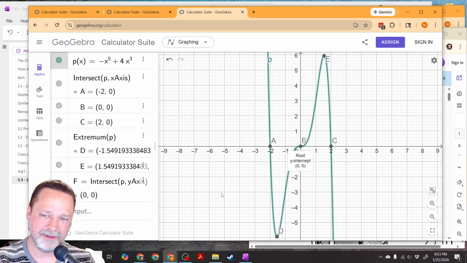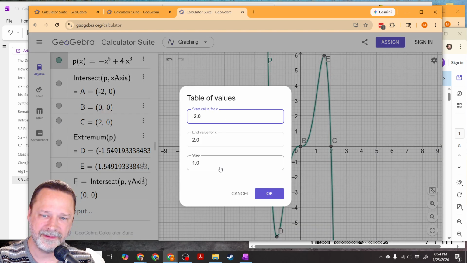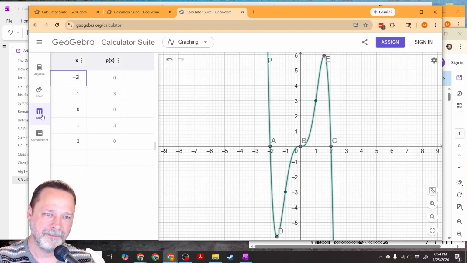That's something we haven't learned yet, but that's getting us the highest and lowest points in different little areas, right? In this little area here, that's the lowest point. In this little area here, that's the highest point. And so it gets those. But anyway, we don't really need those. But you see, it gives us a lot of really nice points. And if we wanted more points really easily, you can go here, table of values, just hit OK, and it takes us to table. And we can get all these other points.